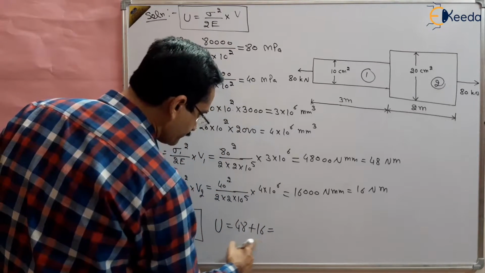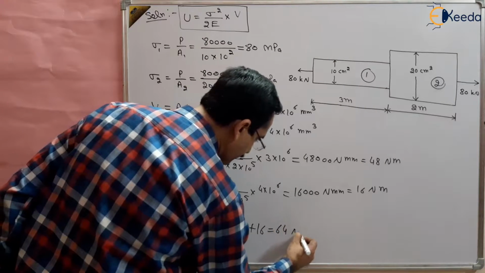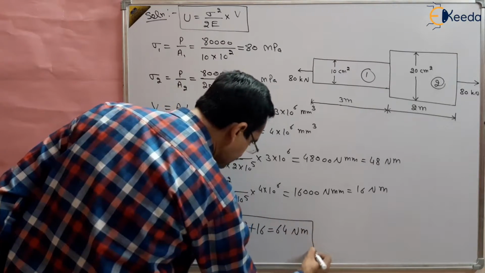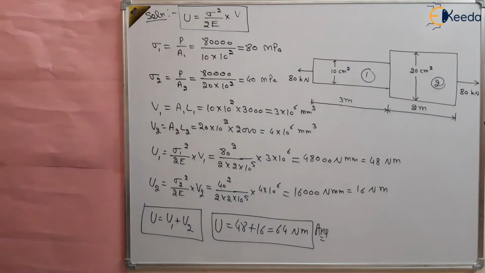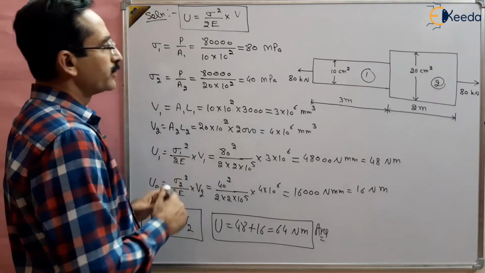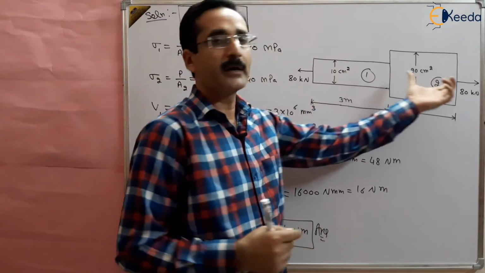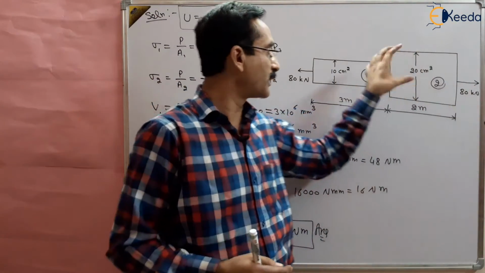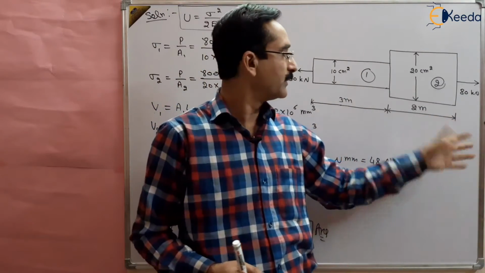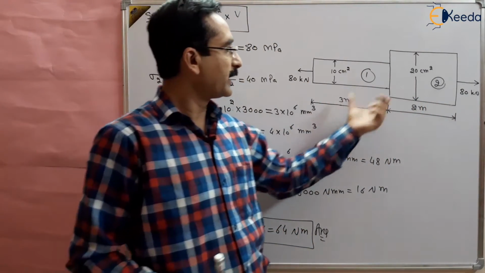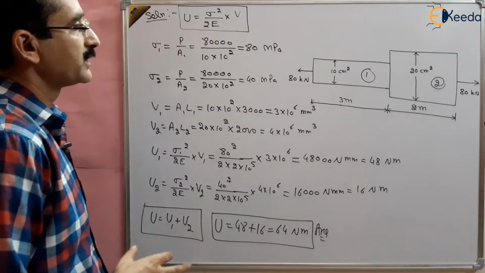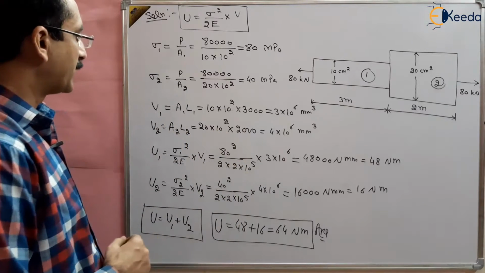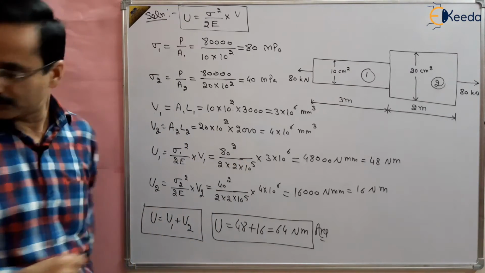So this will come out to be 64 Newton meter. So this is the total strain energy stored in the material. This is one of the answers, 64 Newton meter. Next we have to find out the strain energy stored in the material if this bar is of uniform cross-sectional area. The length and the load applied are the same, so it means same volume, same length and same load applied. So how to do that part of this question?